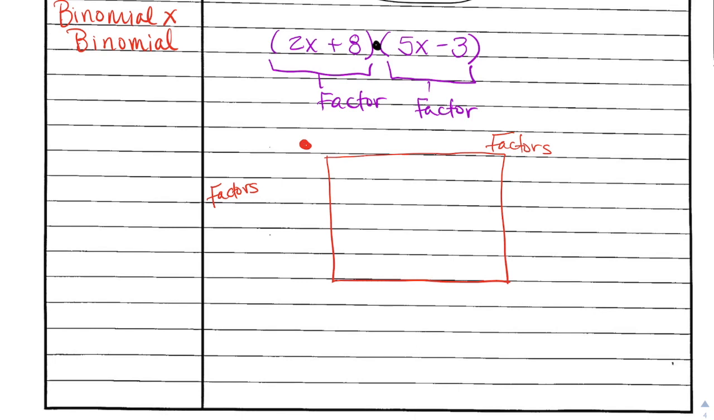It's timesing things together. So we're going to bring our first set of factors and line them up down the side, right down here. So we're going to write a 2x, and then we're going to write an 8. Or if it was a negative 8, we'd put the negative 8 there. So we're just going to bring those down. And then I'm going to line up my other factor along the top. So I have 5x minus 3.